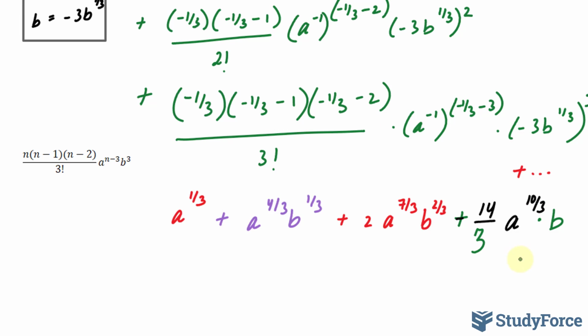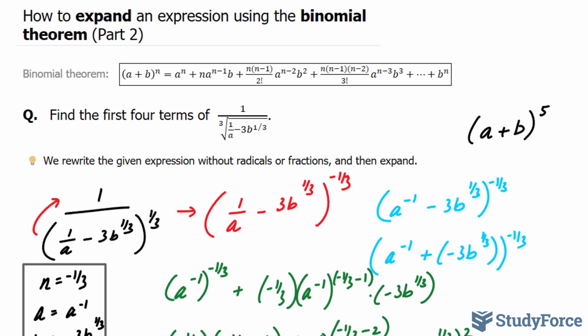Now since this is ongoing, we write down plus and these 3 dots. And there you have it. That is how to expand an expression using the binomial theorem.